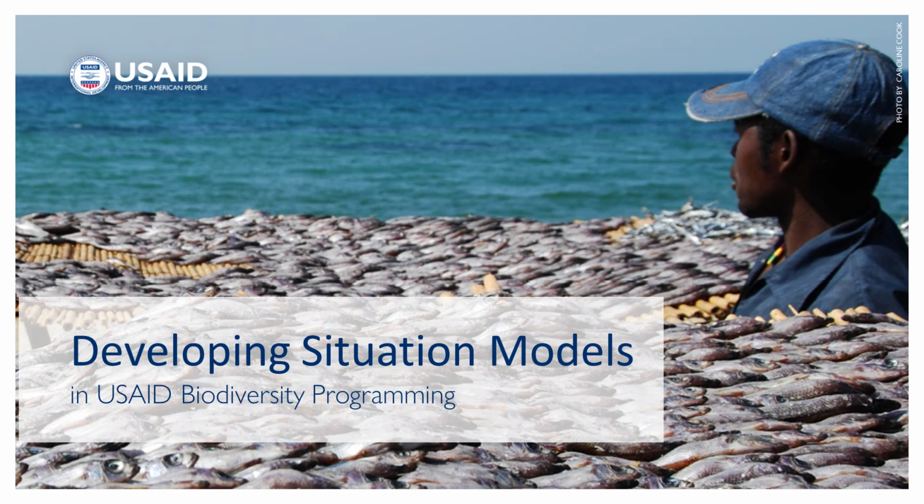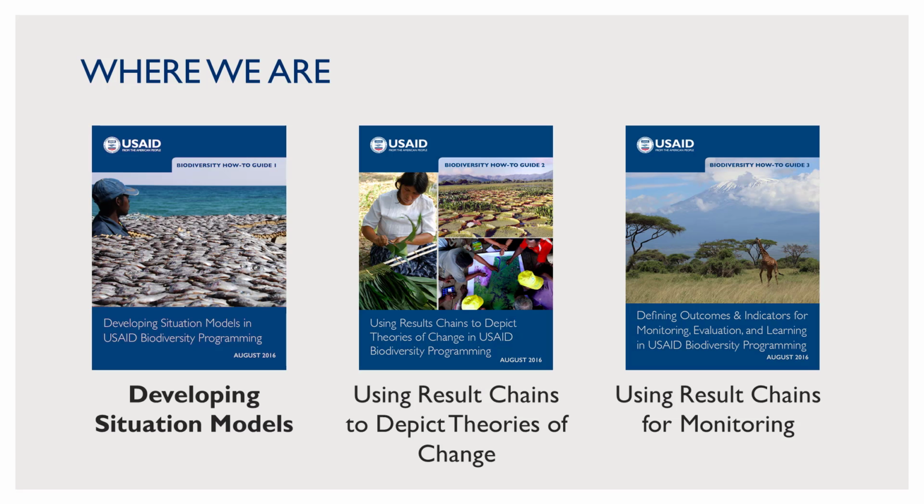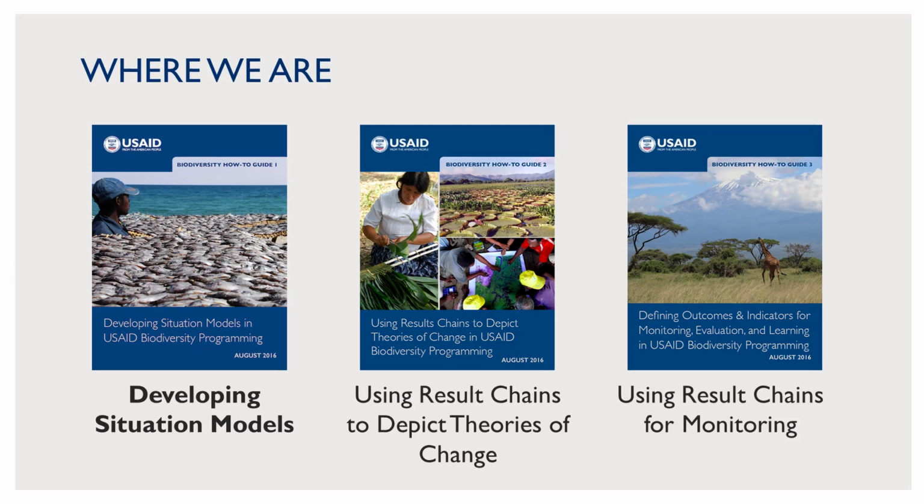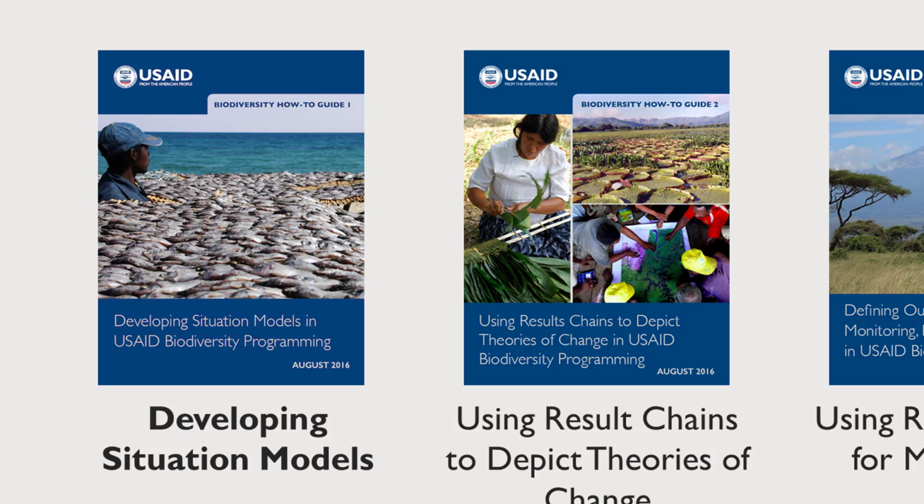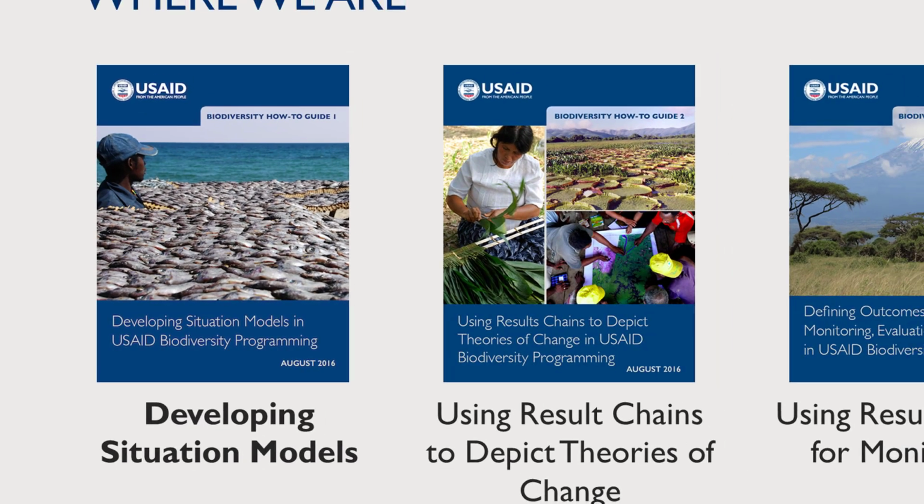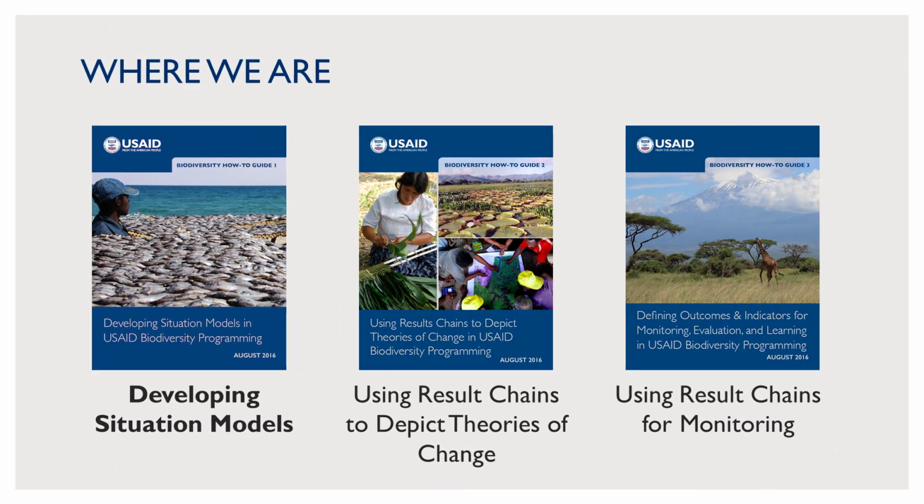Welcome to USAID's Interactive Biodiversity How-To Guide 1, Developing Situation Models. This is the first in a series of interactive modules that follow USAID's Biodiversity Programming How-To Guides. These how-to guides provide USAID staff and partners with step-by-step guidance on designing biodiversity and integrated biodiversity projects and activities using a systematic and comprehensive process that follows USAID's program cycle and complies with the agency's biodiversity policy.